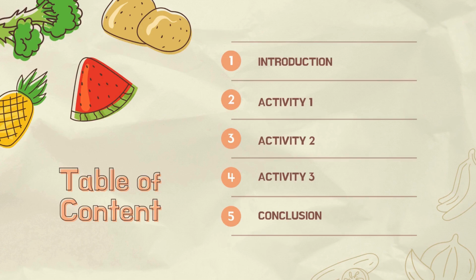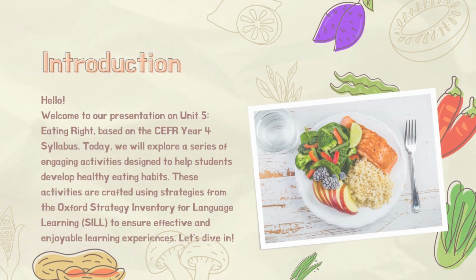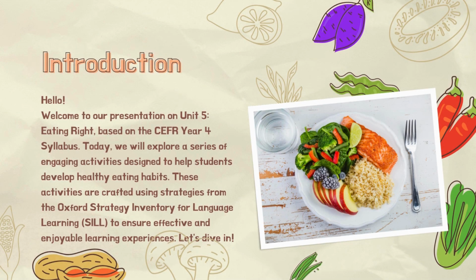In this presentation, we are going to talk about three activities or three learning modules, which is Activity 1, Activity 2, and Activity 3. In creating the module, we have referred to Unit 5, Eating Right, CFR Year 4 English textbooks. Today, we will explore a series of engaging activities designed to help students develop healthy eating habits. These activities are crafted using strategies from the Oxford Strategy Inventory for Language Learning.